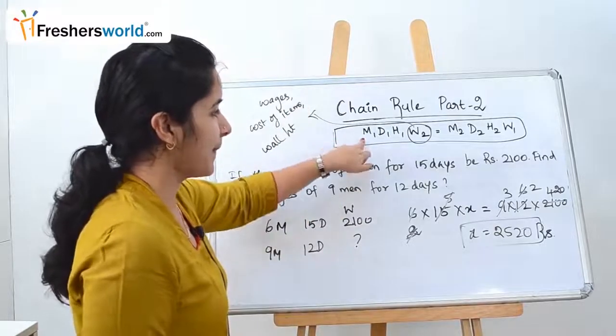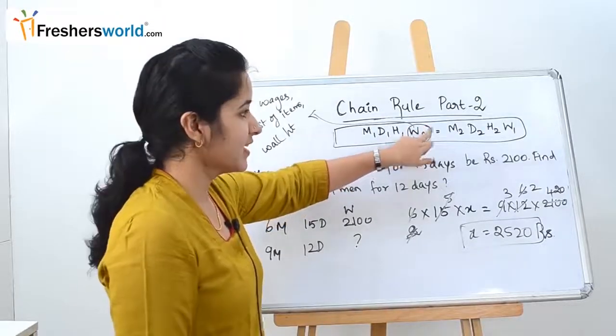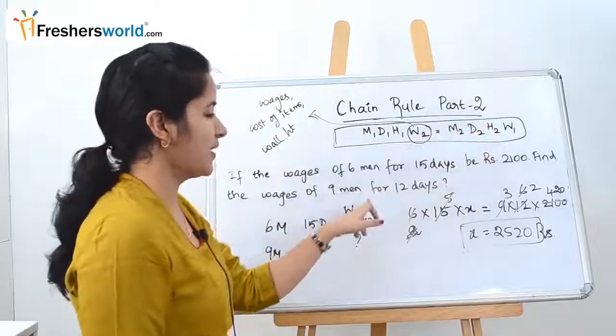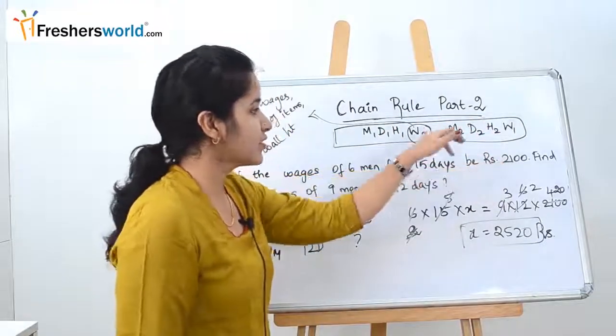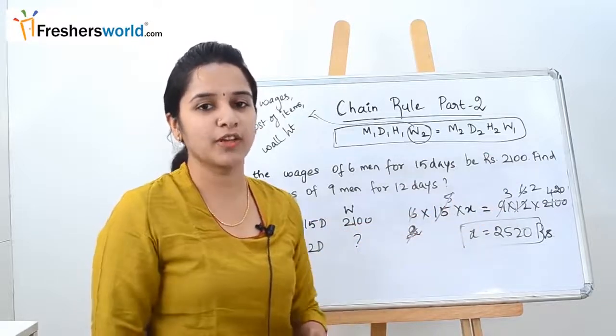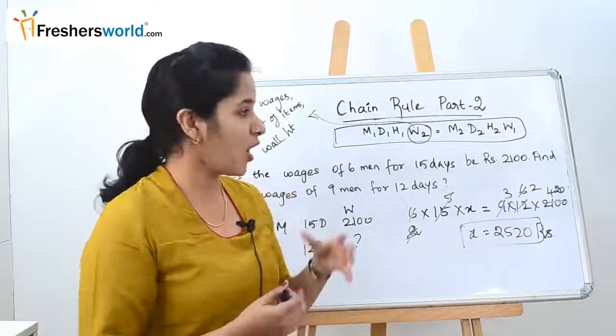We substituted for men, days. Wages will be interchanged here. So we put x here. Did the same for M2, D2, we applied it here, and the wages of the first one, which is nothing but 2100. So if we put all the details, you have to find the value of x here, which is nothing but 2520. So in the second part of the chain rule, we discussed about how to solve the sum using this formula.